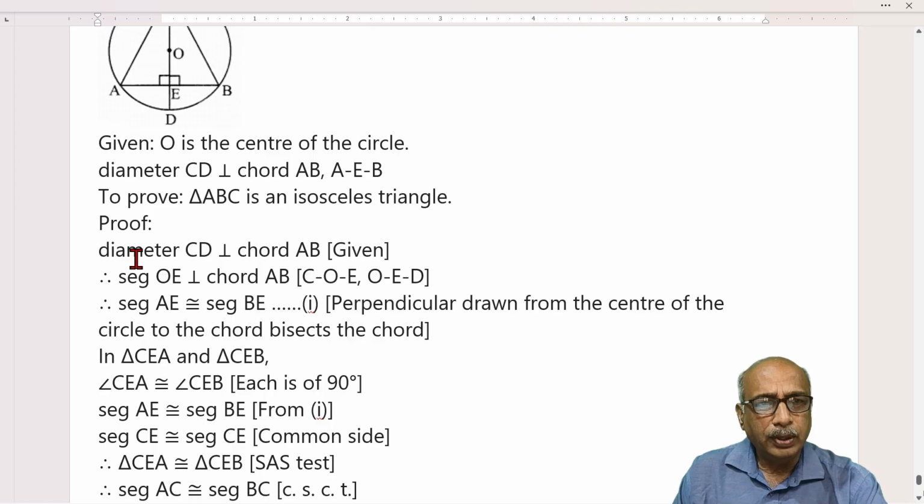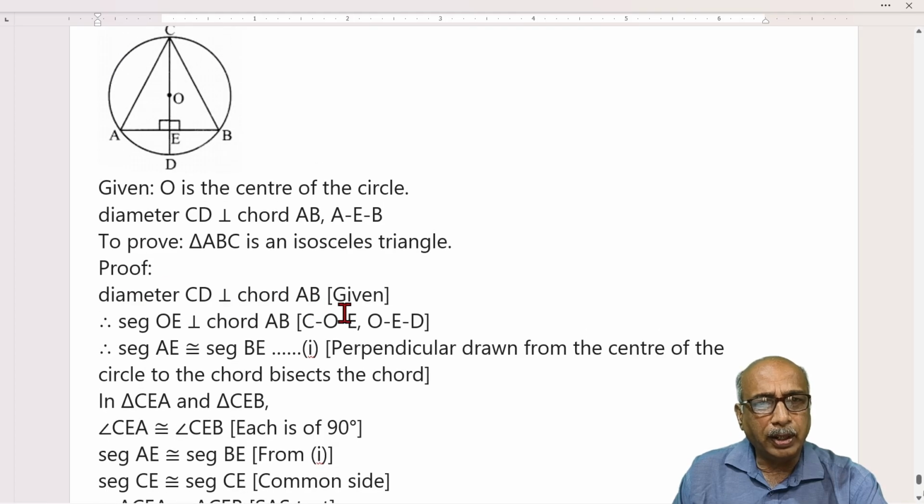Proof. Diameter CD is perpendicular to AB, given. Segment OE is perpendicular to chord AB, C-O-E, O-E-D. Therefore, segment AE is congruent to BE. Why? The reason is: a perpendicular drawn from the center of the circle to the chord bisects the given chord.